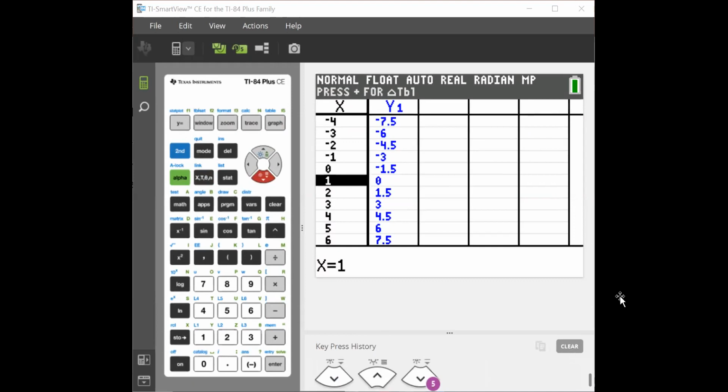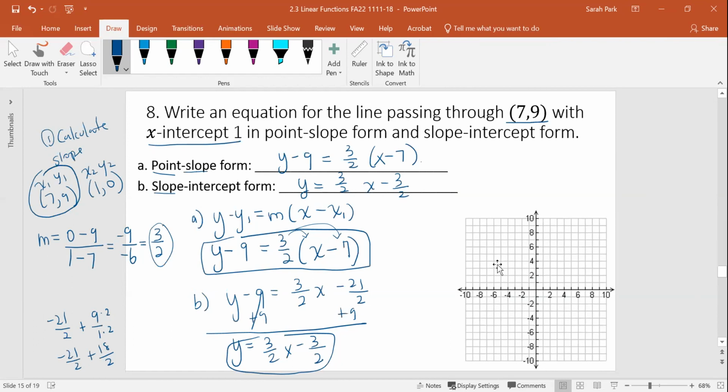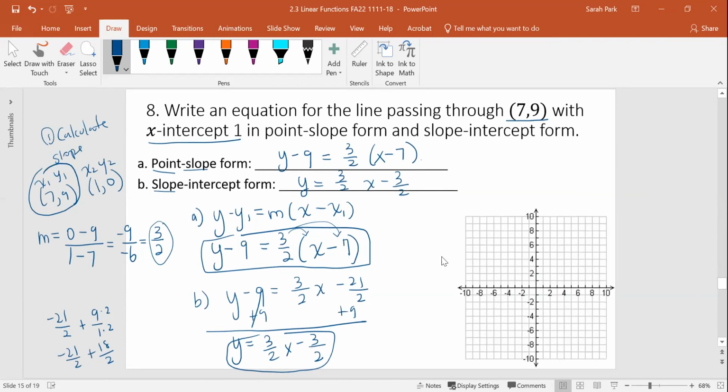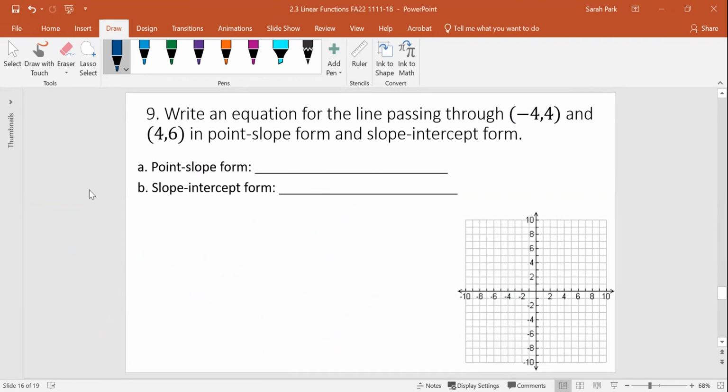Okay, let's try number 8. Oh, this is number 8, so this should actually be number 9. Okay, number 9, I would like you to try on your own. First, calculate the slope using these 2 points, and then find the point slope form and the slope-intercept form. Okay, so this one I want you to try.